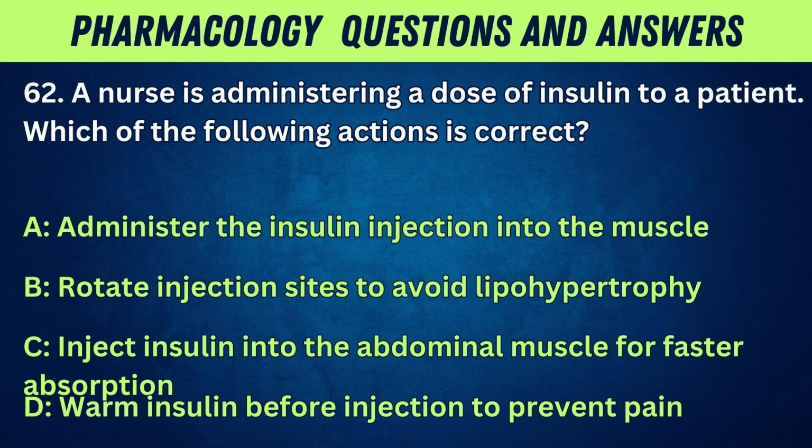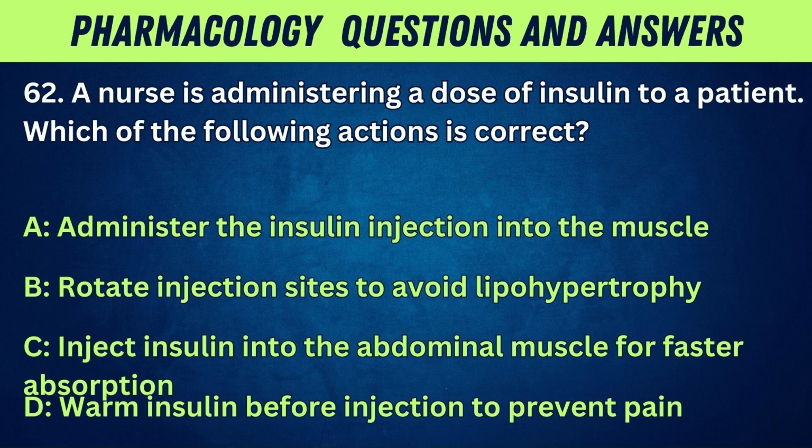62. A nurse is administering a dose of insulin to a patient. Which of the following actions is correct? A. Administer the insulin injection into the muscle. B. Rotate injection sites to avoid lipohypertrophy. C. Inject insulin into the abdominal muscle for faster absorption. D. Warm insulin before injection to prevent pain.